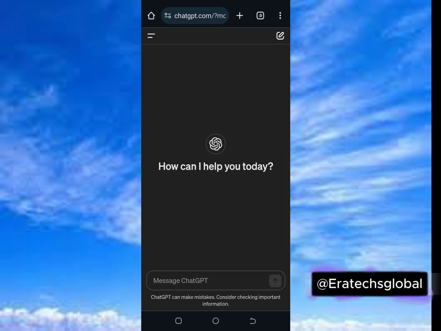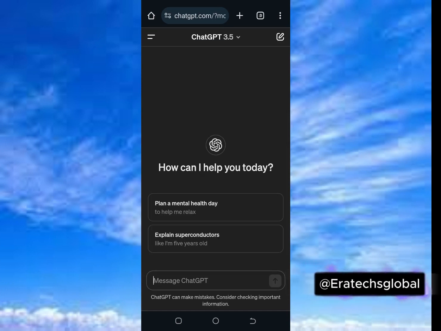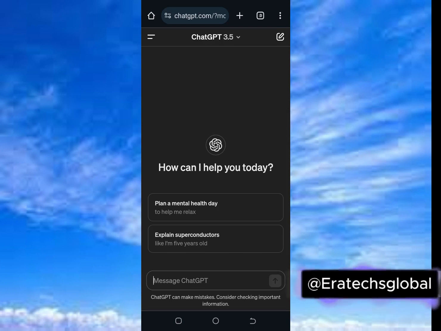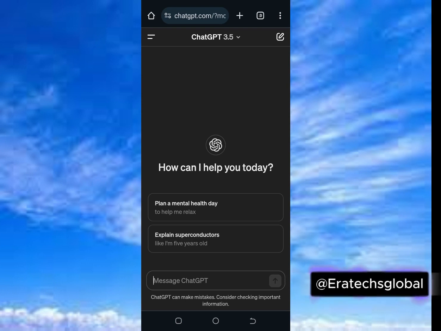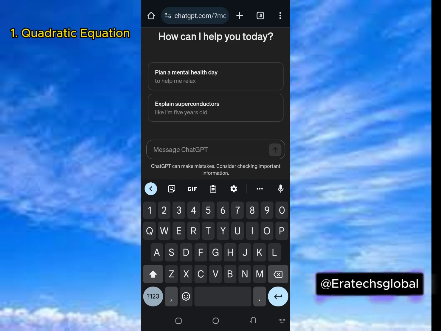ChatGPT is very user-friendly, depending on the question that you ask. It is a two-way communication whereby you ask ChatGPT what you want and it will reply automatically. What mathematical problem would you want to resolve? Let's ask ChatGPT to help us solve a simple quadratic equation.